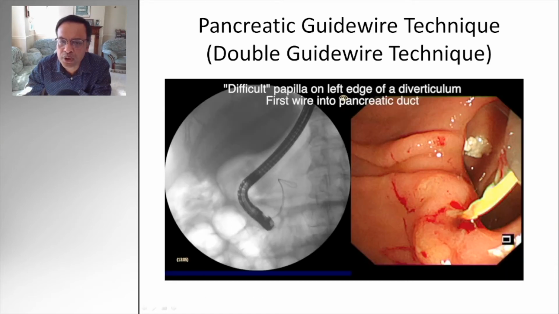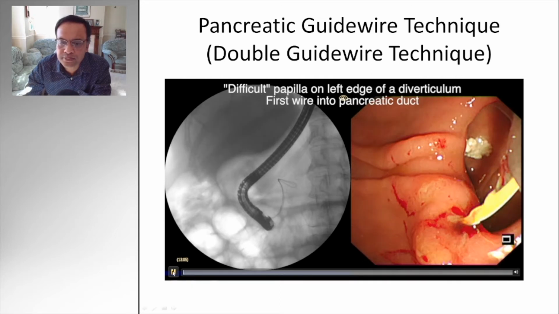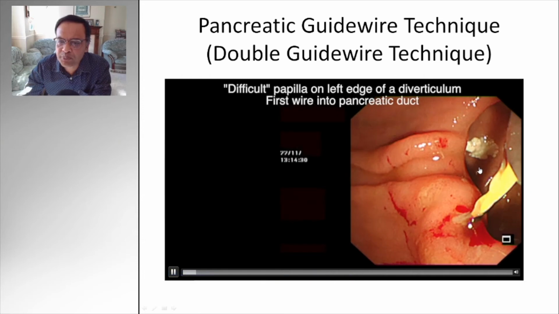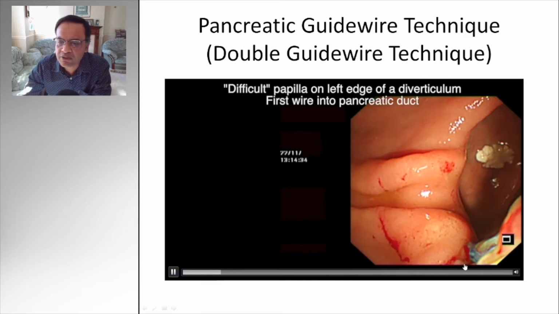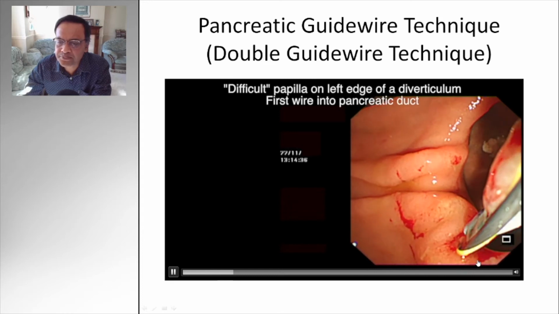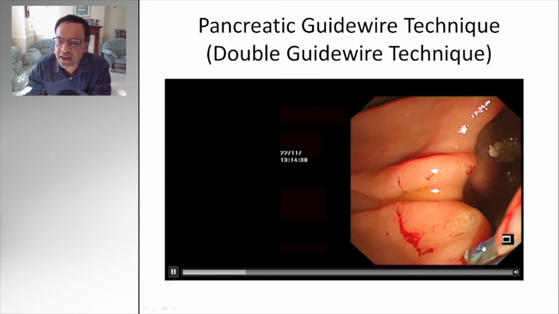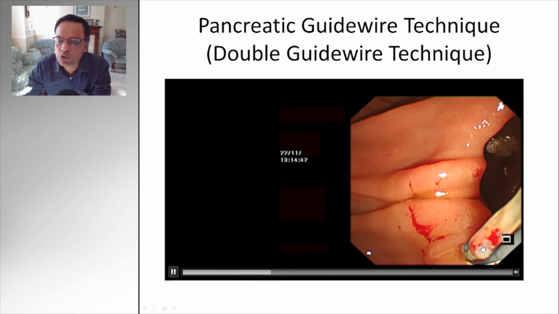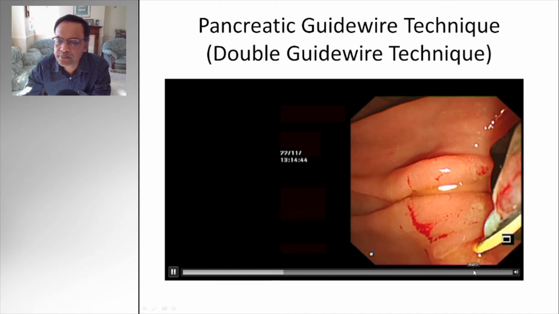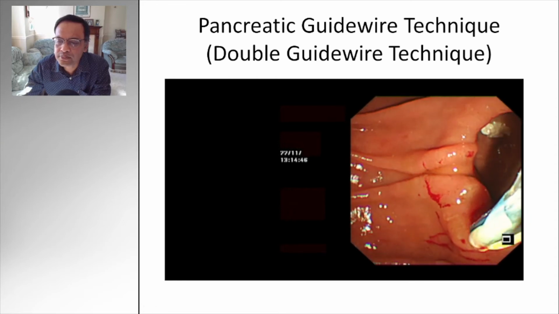Here is an example of the pancreatic guidewire technique using 2 wires. It's a difficult papilla on the edge of a diverticulum. The first wire is within the pancreatic duct. We have the cannula here, and we're attempting to enter the bile duct over the first wire.